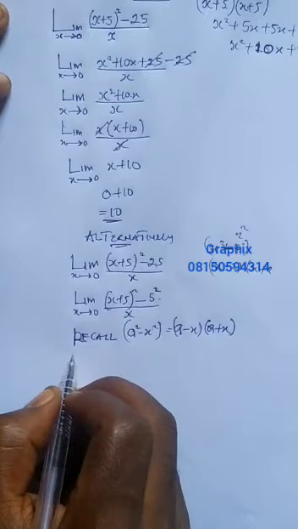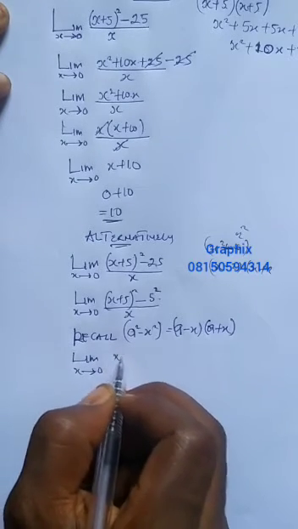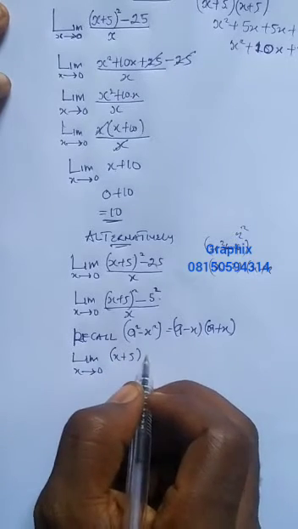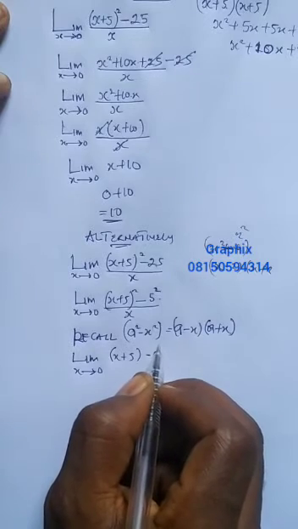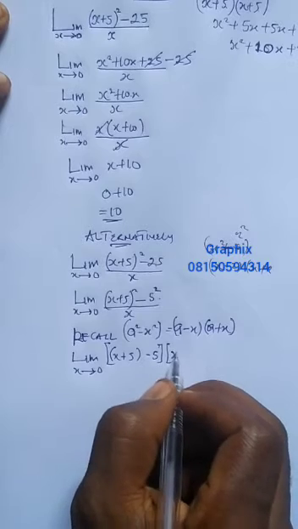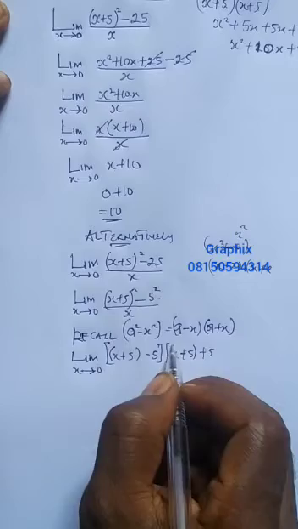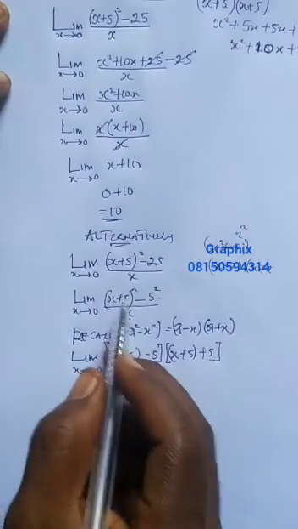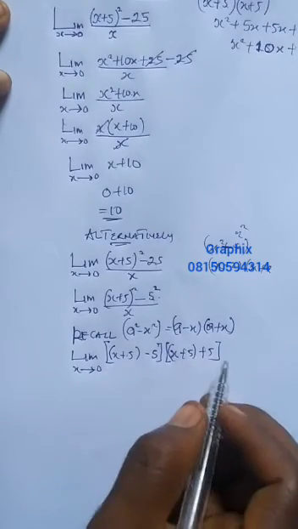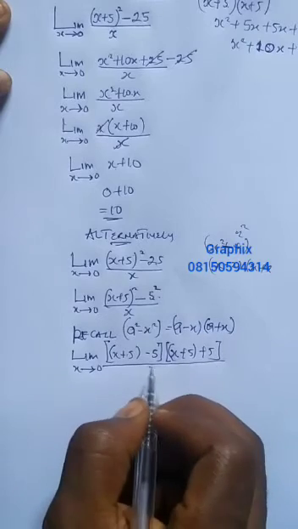So that's what I'll do to these two values here. So my limit as x tends to 0, I'll be having (x + 5) minus 5, into bracket (x + 5) plus 5. So I take one of this, I place it, and I add one of this. I did the same for the other part too. So everything all over x.